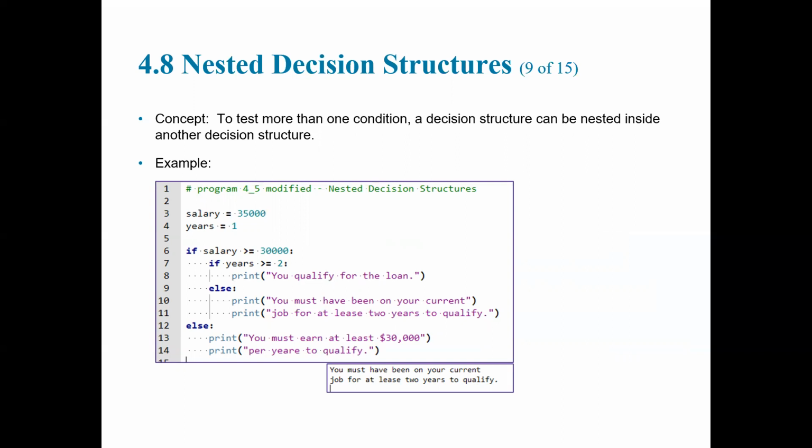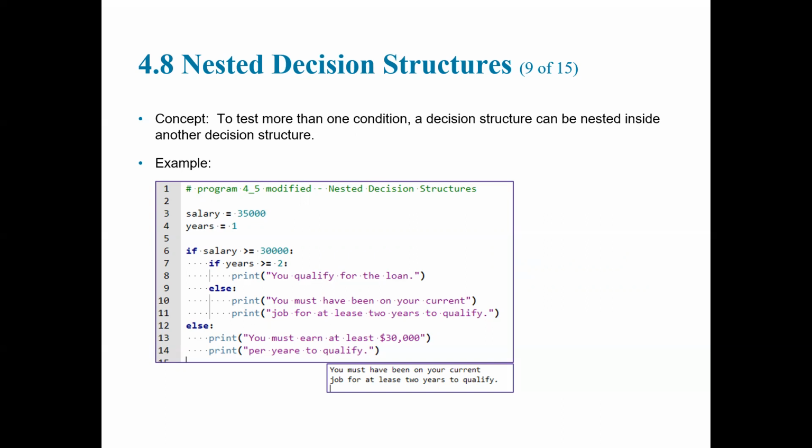We say if years is greater than or equal to 2. So in other words, in order to get this loan, you've got to have a salary of 30,000 or more, and you've got to be in the job 2 years or more. In this particular case on line 2, if that's true, then you would print you qualify for the loan. Else, you must be on your current job for less than 2 years, because the internal if is what's not being satisfied here according to the data that we have.